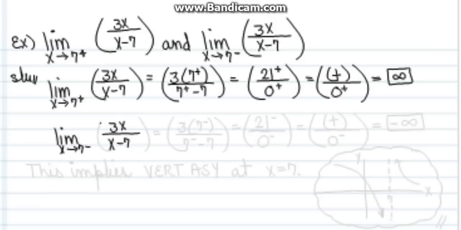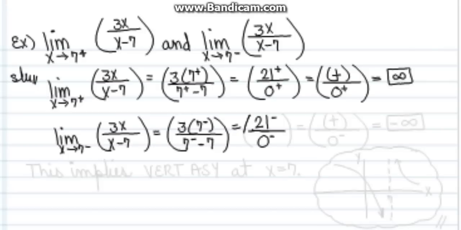Well, substituting, we get 3 times a number slightly smaller than 7 over a number slightly smaller than 7 minus 7. That gives us a number slightly smaller than 21 over a number that's just about 0 but just slightly smaller. A number slightly smaller than 21 in the numerator is a positive number, but in the denominator our 0 tends more to the negative side. So a positive over a negative gives you a negative, but dividing by 0 gives us a negative infinity for the limit. Okay, so what does that tell us about the graph of this thing?